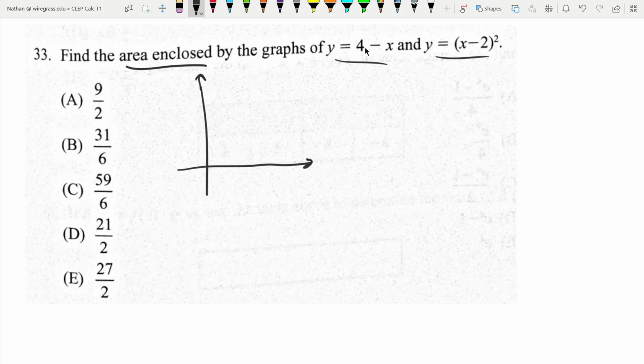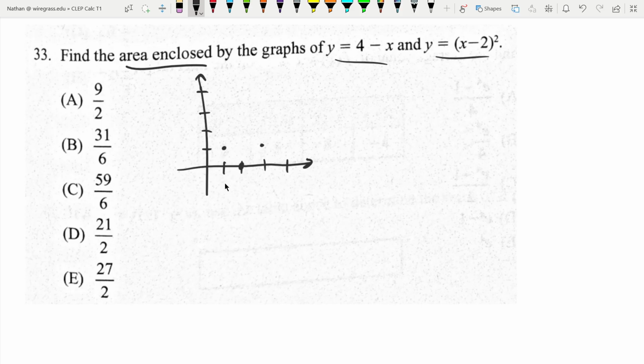And this one goes up to 4 and then goes down. This one only is going to go, let's go 1, 2, 3, 4. It's going to go up from here. See, 1, 2, 3, 4. I go over 1, up 1, over 1, up 1. That's just the basic shape of a quadratic, right? You plug in 1 into there, you get 1 minus 2 is negative 1 squared is 1. So the same thing is true there.